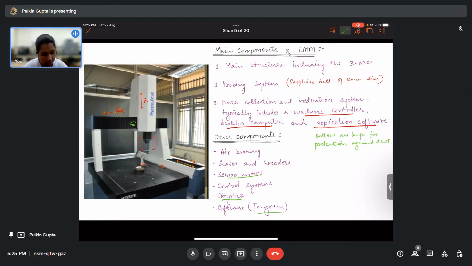So it has a graphite base which is very smooth in nature. Okay, so I have already mentioned the X, Y, and Z axis, and then this probe can move up to 90 degrees along this direction and can rotate like this till 180 degrees. So these are the movements that are possible for the probe.